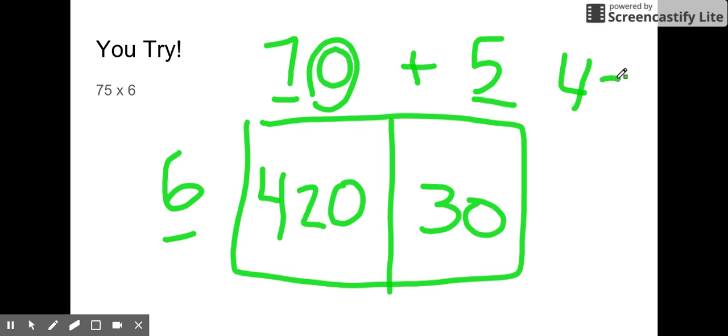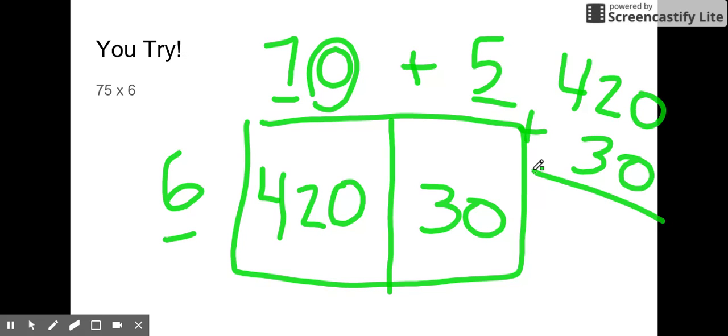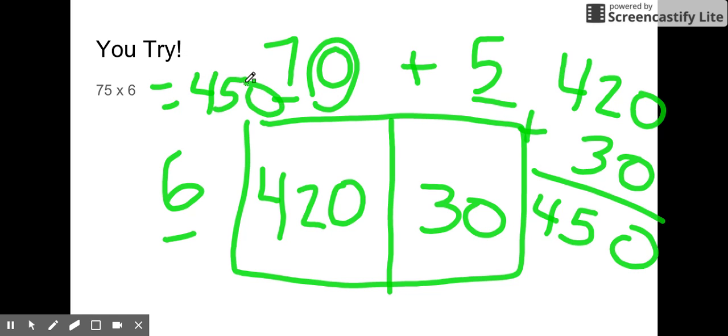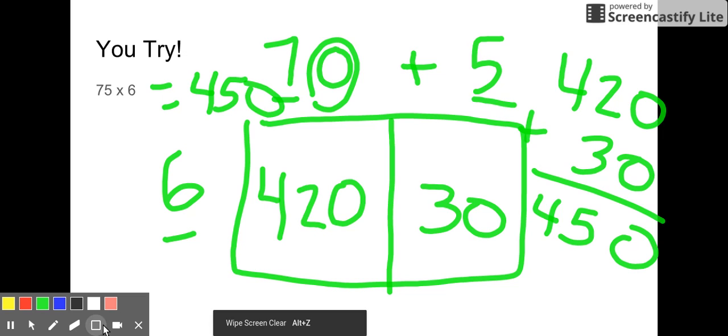boxes, I can go ahead and add 420 plus 30. I know that 0 plus 0 is 0, 2 plus 3 is 5, and 4 plus nothing is 4. So that tells me that 75 times 6 is 450. Nice job. Now, sometimes you'll have more than 2 digits that you're multiplying by. Let me go ahead and wipe my screen, and we'll go on to our next problem.